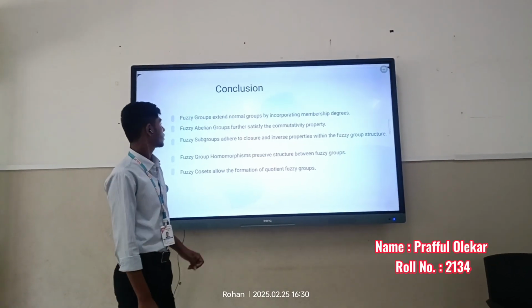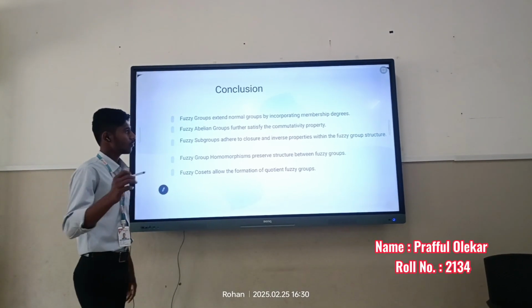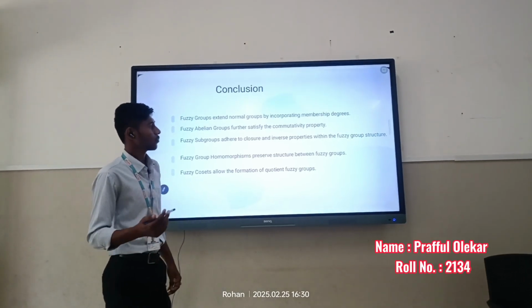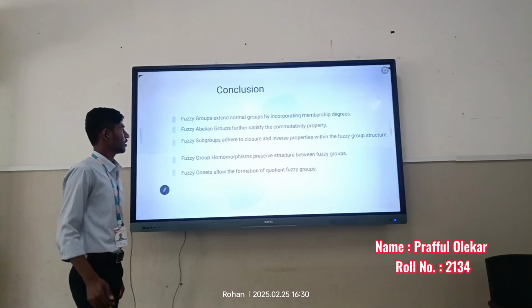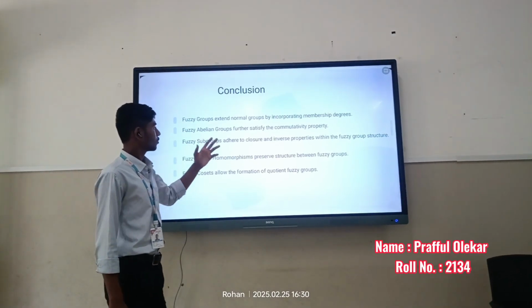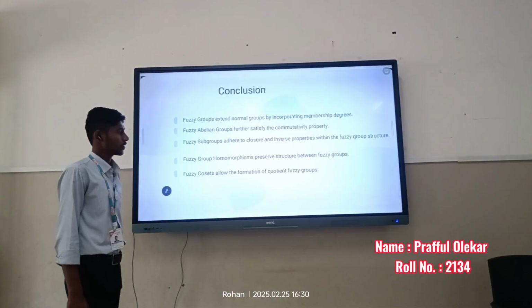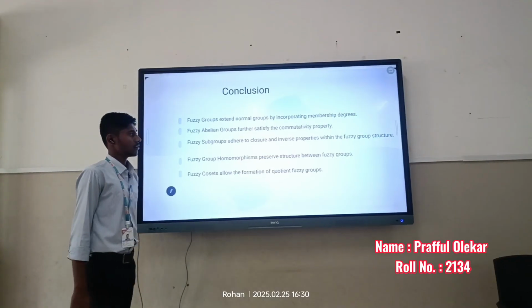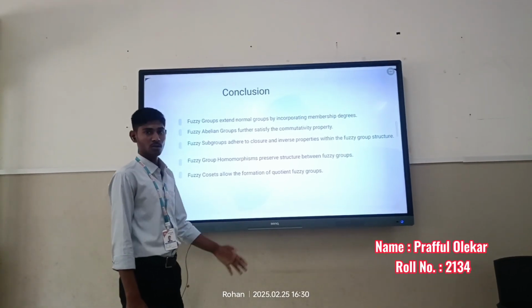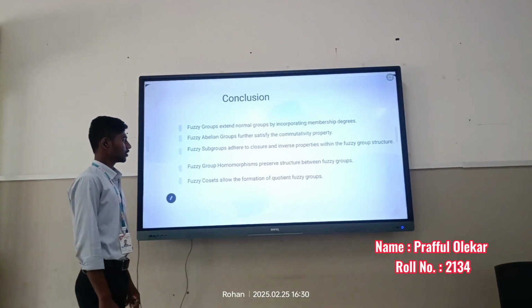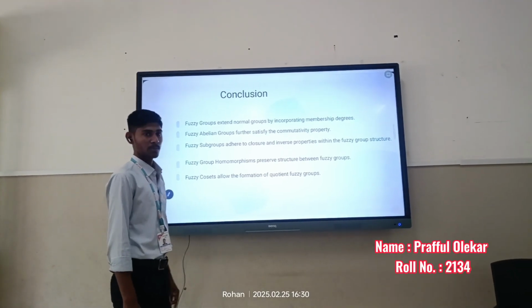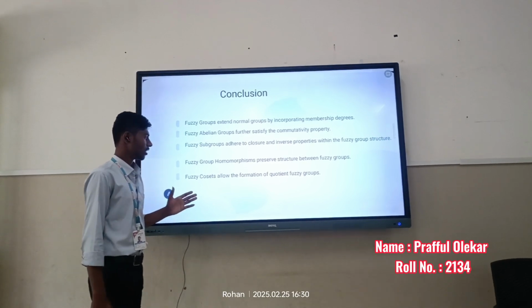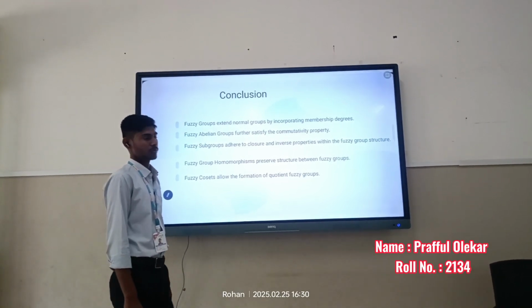So, conclusion. Fuzzy groups extend normal groups by incorporating membership degrees. Second, fuzzy abelian groups further satisfy the commutativity property. Third, fuzzy subgroups adhere to closure and inverse properties within the fuzzy group structure. Fuzzy group homomorphisms preserve structure between fuzzy groups. Fuzzy cosets allow the formation of fuzzy groups.